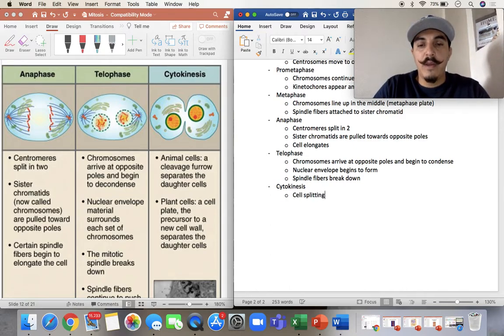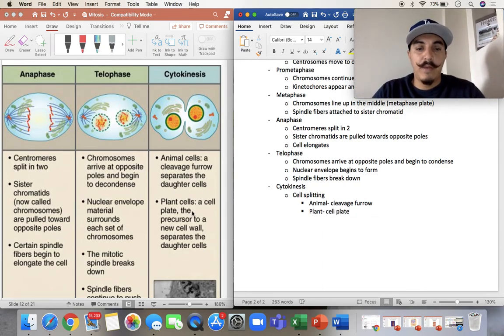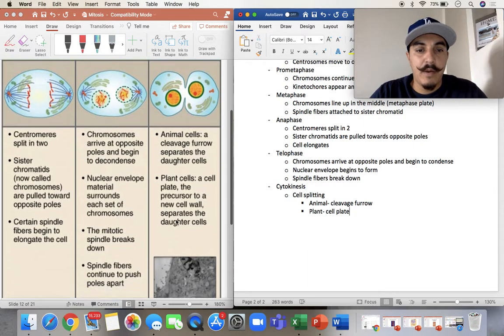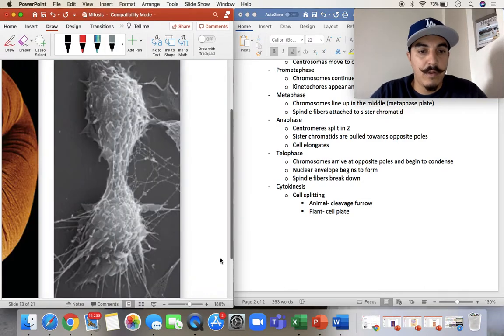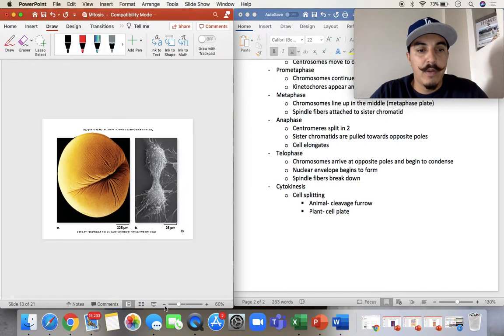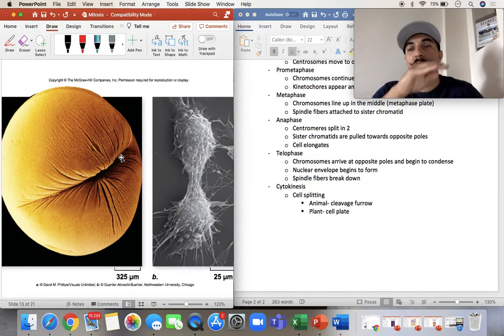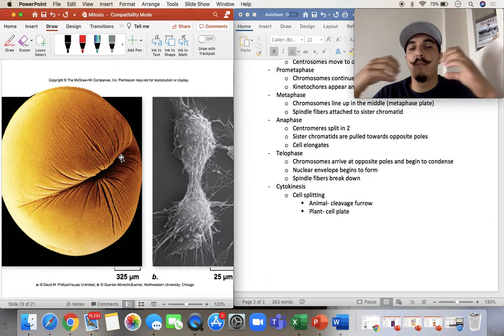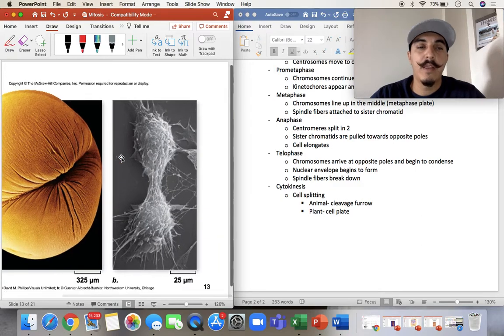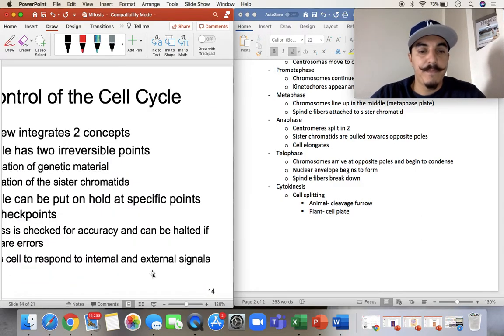So, cell splitting. In animal cells, we do what's called a cleavage furrow. It's a different kind of splitting. In plant cells, they have what's called a cell plate. Let's see if I have an image here somewhere. There it is. So it's kind of like a cleavage furrow like that, like a string in the middle that splits them in two. And that cell plate is kind of like the wall in between, and you create the cell wall in the middle, and then it just detaches. All right, so that's for that.